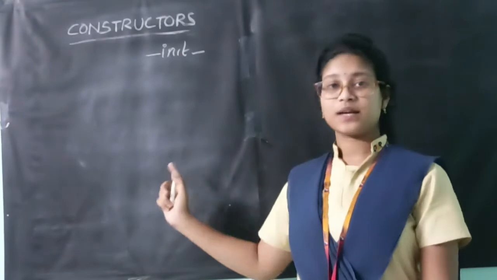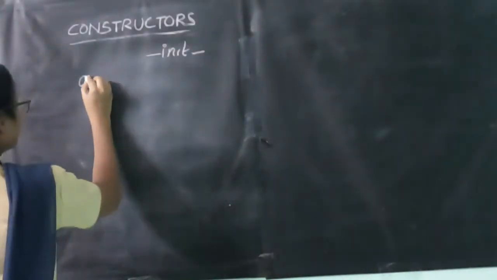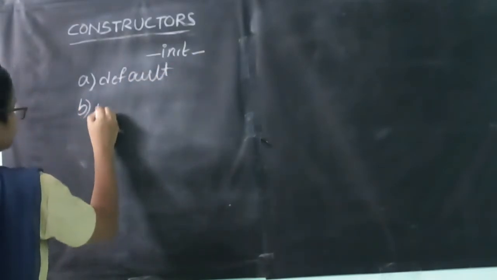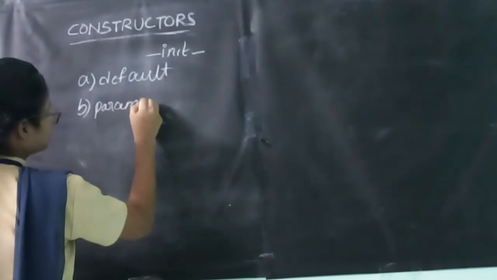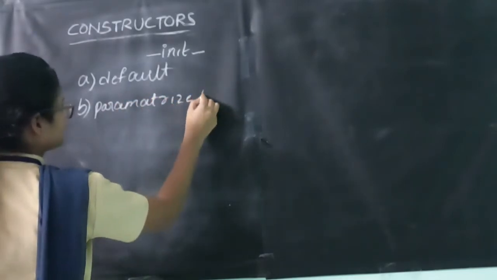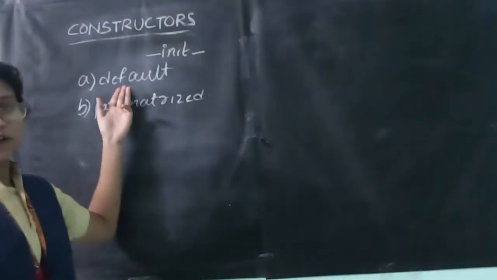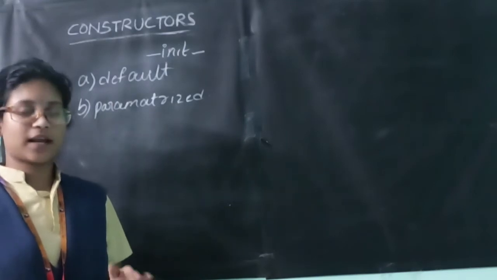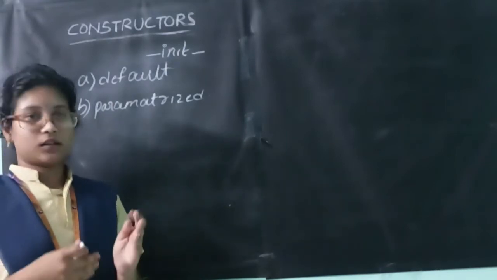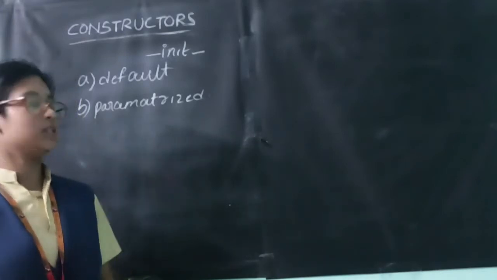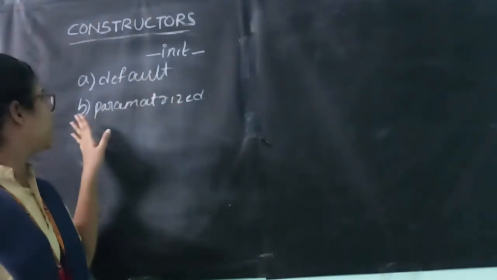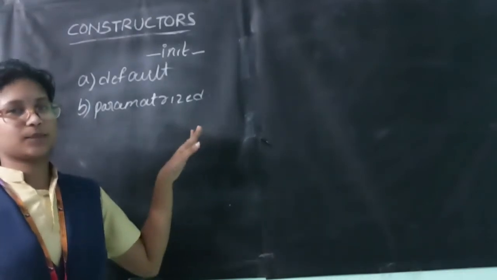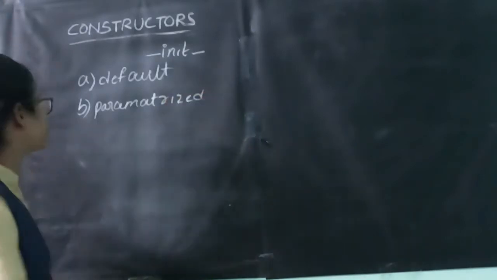And coming to its types, there are two types of constructors. One is the default constructor and another one is the parameterized constructor. Coming to the default constructor, in this we don't choose any type of parameter and arguments. The constructor with no arguments is known as the default constructor, and in parameterized constructors we use parameters and arguments. So let me give you examples of these two.